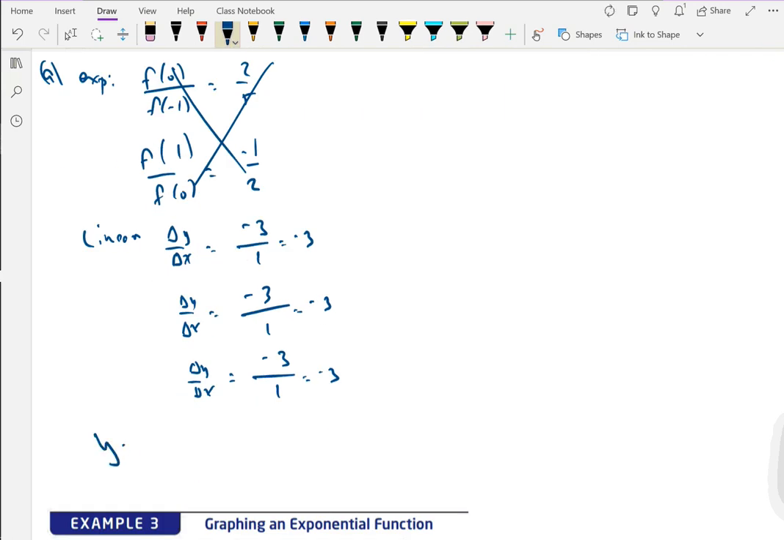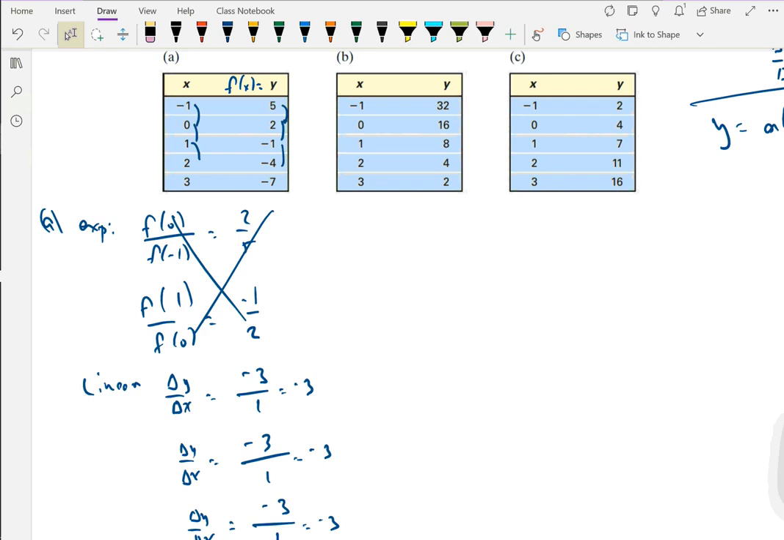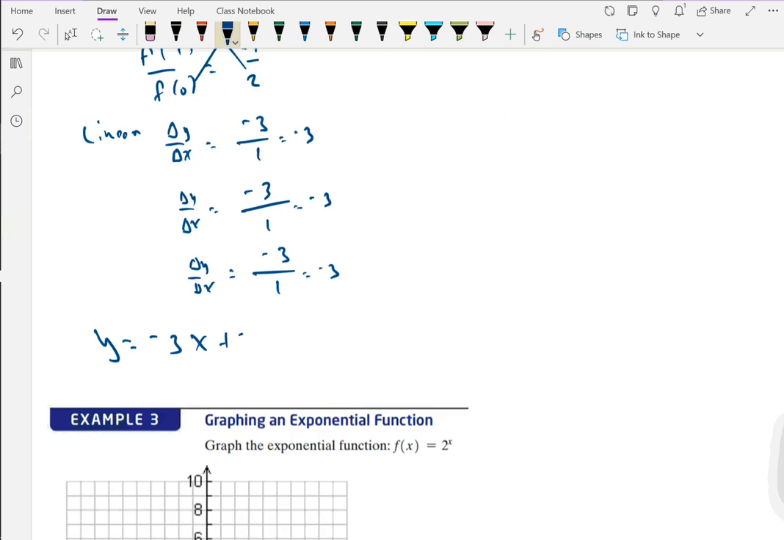So that would be y equals. Our rate of change is -3x. And if we go back up here, we were given our initial value at 0, so that would be our y-intercept. And so our y-intercept is 2. So the function that we're referencing here is y equals -3x plus 2.